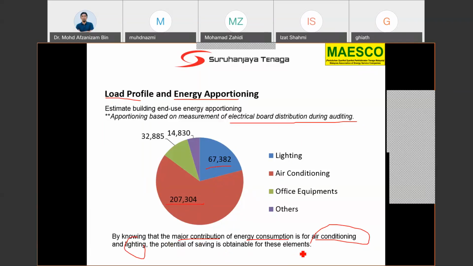So after you go through this apportioning, you need to try to reduce or overcome the issue. Say you are claiming from the pie chart that the air conditioning is the highest consumption. Then you need to settle the things related to the air conditioning. Do not go for the others, because the others are a very low percentage, which might not give significant changes for the improvement. But for the air conditioning system, or perhaps the lighting as well, there is a big opportunity to be improved so that you can show obvious changes or improvement to the top management.